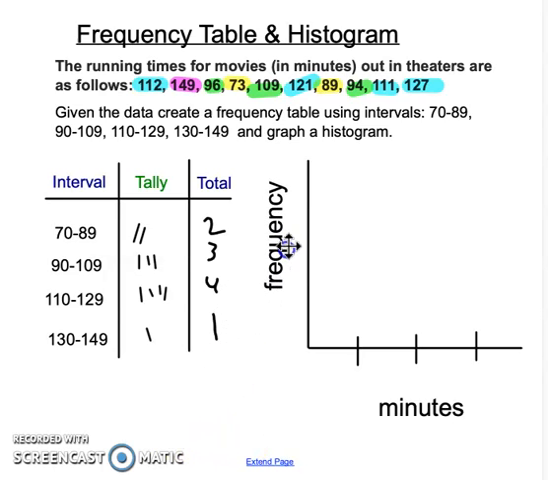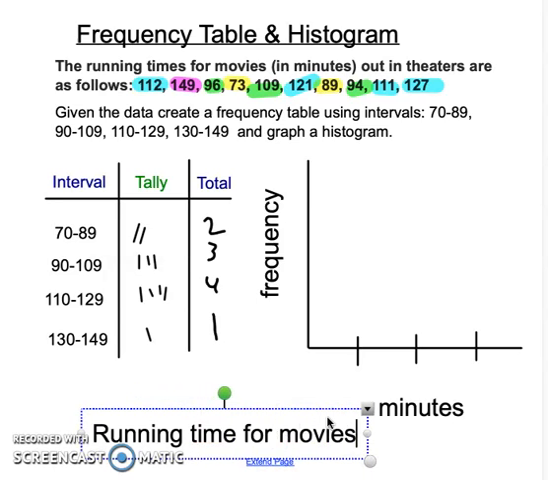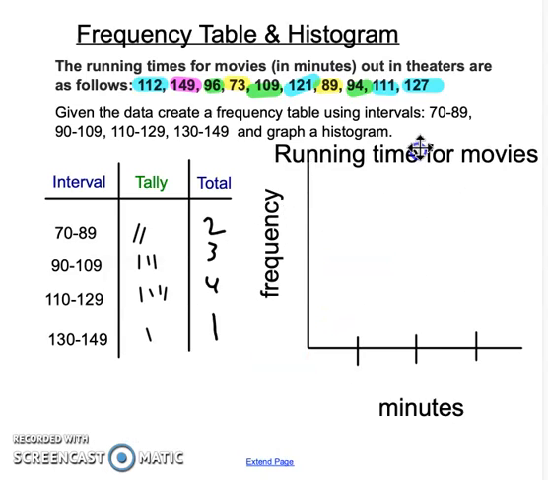Right there. Okay, and then we should have a title for our histogram as well. So we would say, what is the graph of? It's a graph of running time for movies. Something like that. You can put that in your own words, but something that tells you what this is a graph of is what we should have up top.